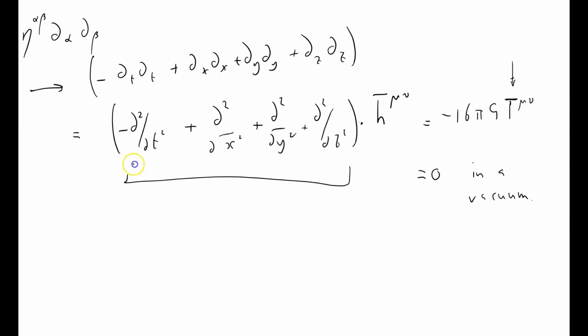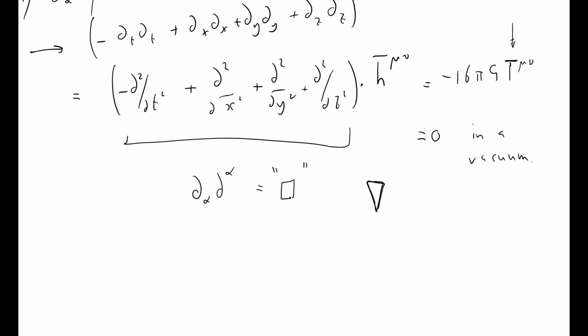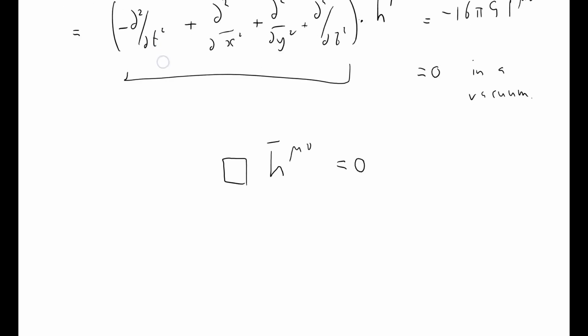This operator here, which I've just been casually calling di alpha, is sometimes called quad, by analogy with this symbol here, or quad squared or quad. Different people use different things. We've got the differential operator del. So we can write this whole thing down here as quad h bar mu nu equals 0 for a vacuum, or minus 16 pi, whatever.